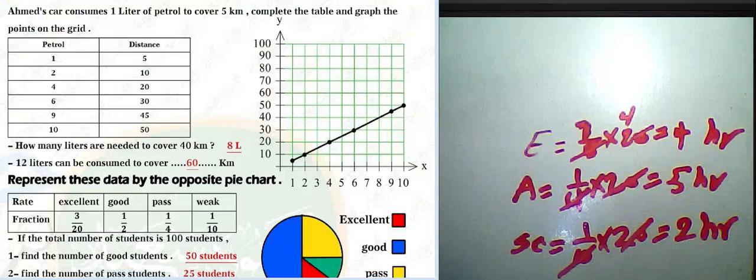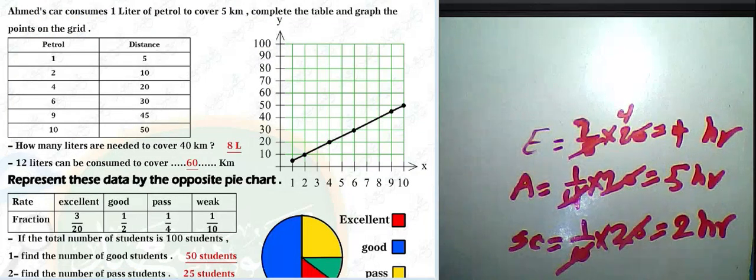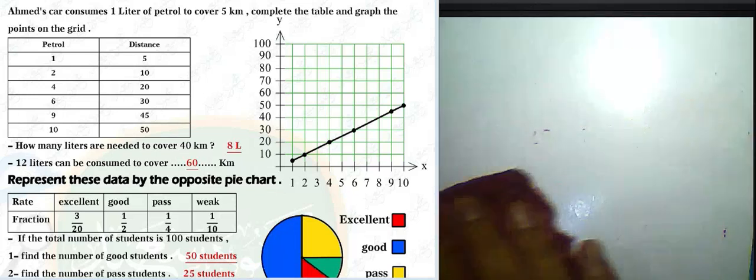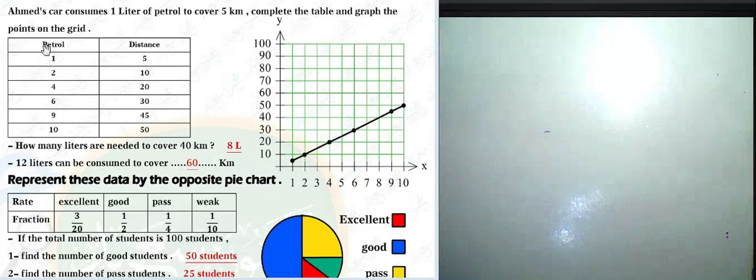Ahmed's car consumes 1 liter of petrol to cover 5 kilometers. Complete the table and graph. 1 multiplied by 5 equals 5. 2 times 5 equals 10. 4 times 5 equals 20, and so on. Okay, how many liters are needed to cover 40? 40 divided by 5 equals 8 liters. 12 liters can be consumed to cover 60, because 12 times 5 equals 60.